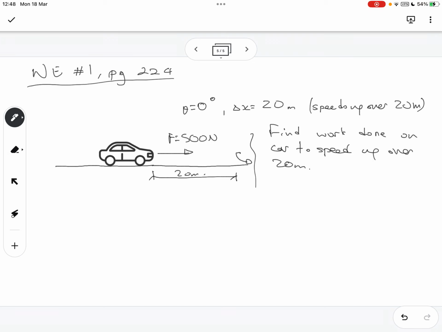So we know that the force applied is 500 Newton. The distance is 20 meters. Theta is 0 because the car is moving in the same direction as the force that is applied to it. And then we must now use that definition: F cos theta times delta x.